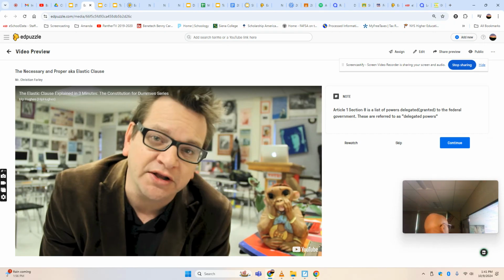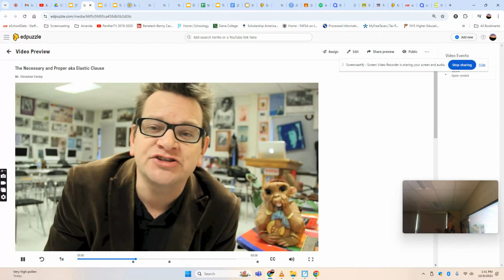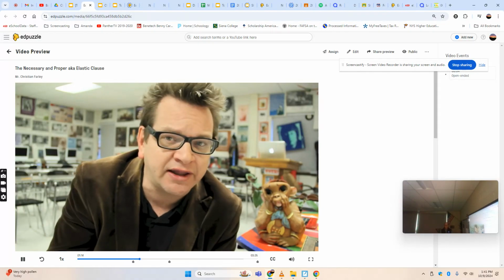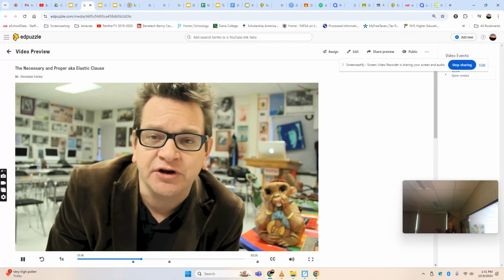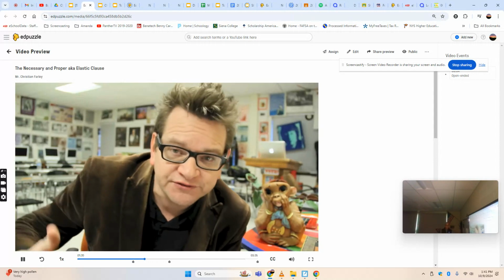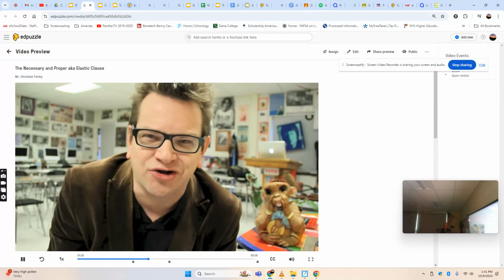Okay, continue. For instance, it says to provide for the common defense and promote the general welfare. It gives the government the ability to coin money and collect taxes. It gives the government the ability to regulate trade between the states and commerce, and to promote the useful arts, and there's kind of military stuff in there. And then we get to the elastic clause, right?